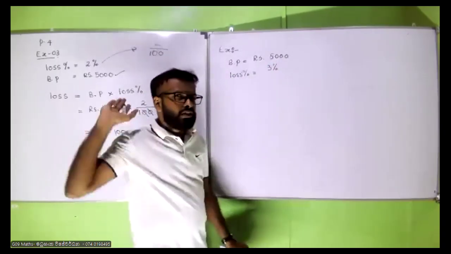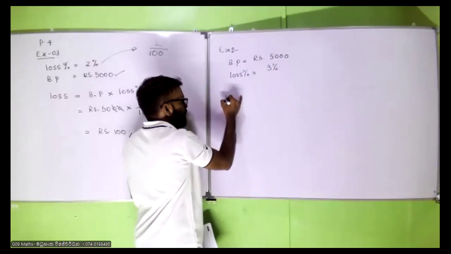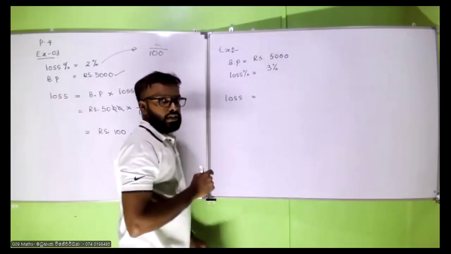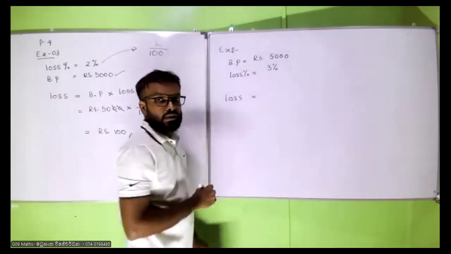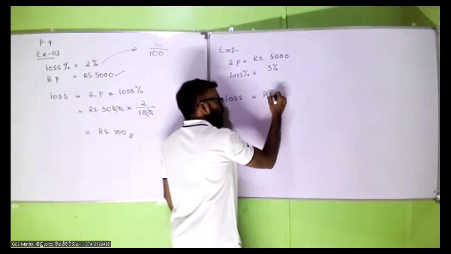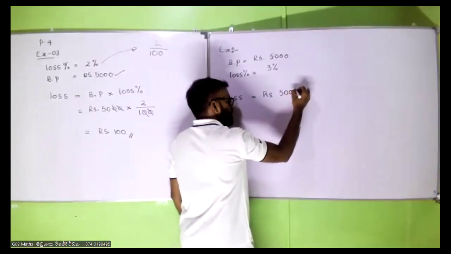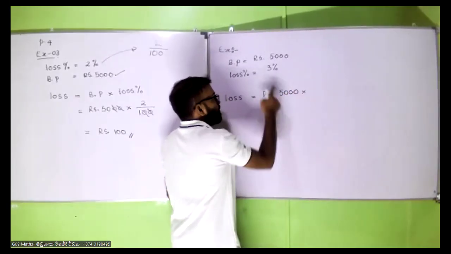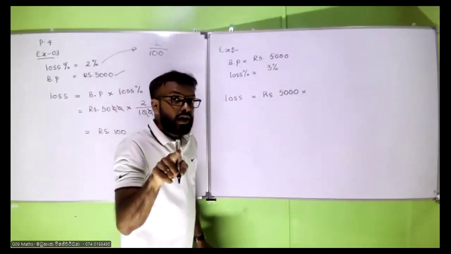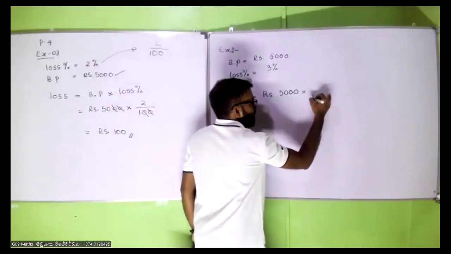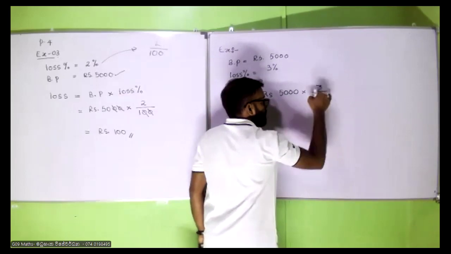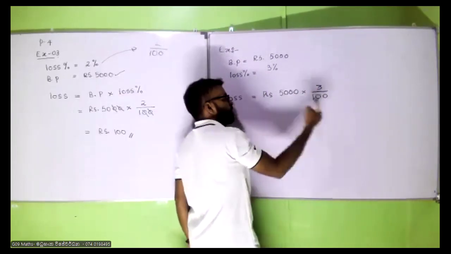I am not going to use the equation now. You have to calculate the loss. You know the loss percentage and you know the buy price, 5,000 rupees. Loss percentage is 3%, that means per 100 rupees I am losing 3 rupees. For each and every 100 rupees I am losing 3 rupees. So how much for 5,000?